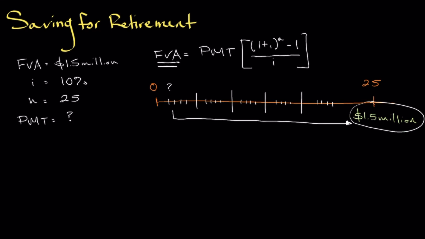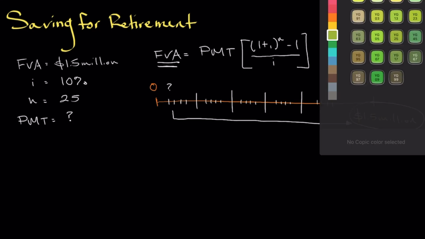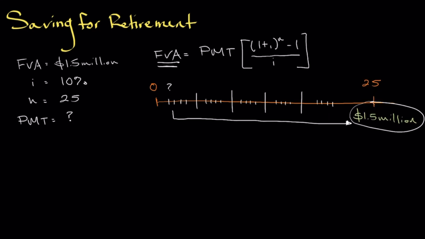So the first thing we want to do with any quantitative sort of question is fill in the variables that we actually know so we can identify what are the things that we don't know. So for starters, let's just go ahead and fill this in. Our future value of an annuity, that's 1.5 million, and I'm just going to abbreviate that as 1.5 M, and that equals PMT, which is what we're trying to solve for. And then in parentheses, we have 1 plus 0.1.